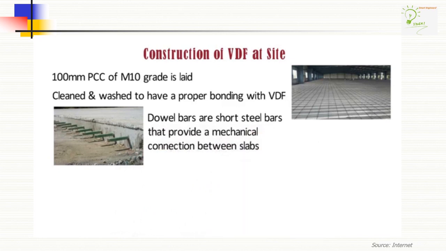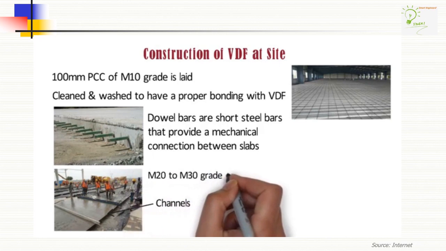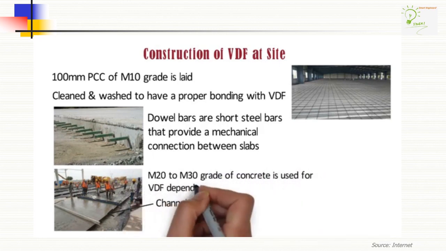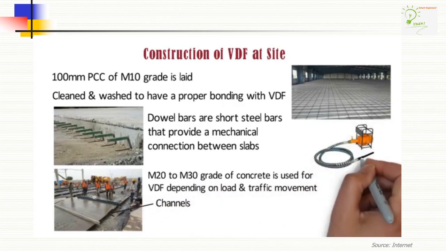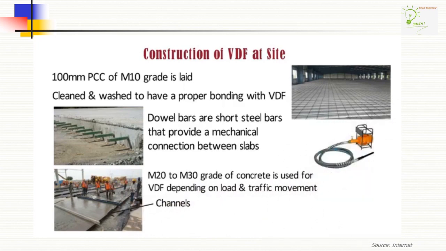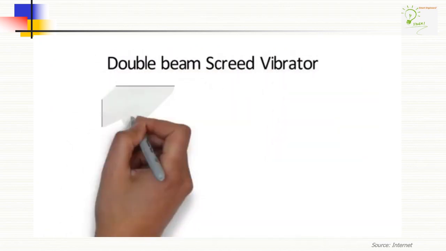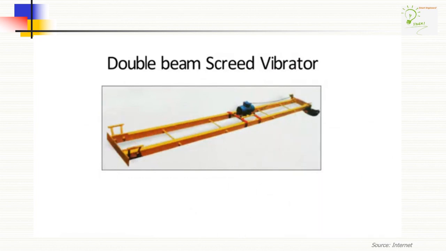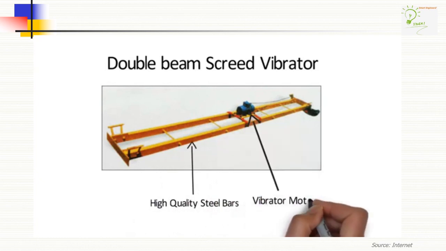After reinforcement placement, the channels are fixed at a spacing not to exceed 4 meters depending on thickness of VDF. Generally, M20 to M30 grade of concrete is used for VDF depending on load and traffic movement. This concrete is spread and compacted properly using needle vibrators. After that, a double beam screed vibrator is used for leveling and compaction of concrete. The double beam screed vibrator consists of high quality steel bars placed at a spacing of 250 mm and a vibrator motor is mounted at the center.